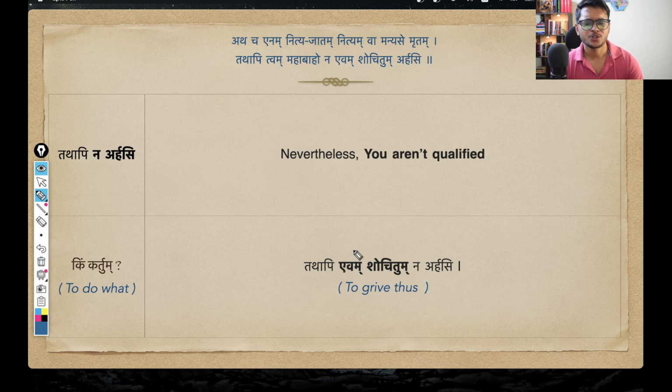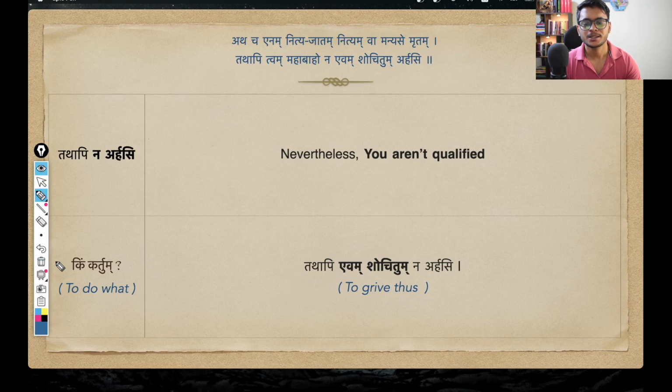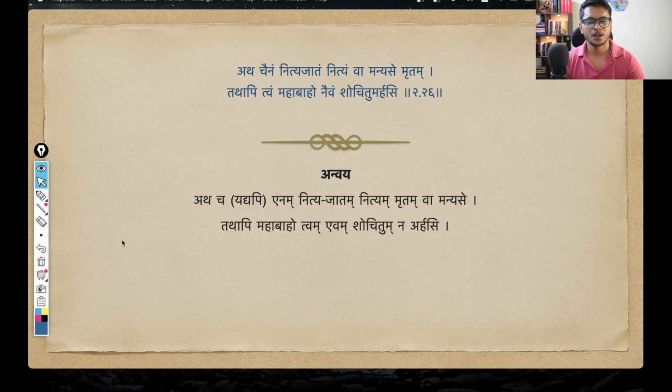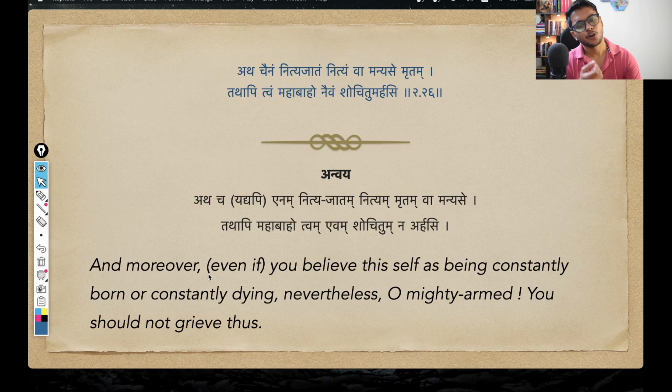And why is Krishna using this? Because in the first chapter already we saw how Arjuna broke down. So basically Krishna is referring to that condition, that Arjuna, you are not qualified to act like this. You are not qualified to break down or grieve like this. So that is why he is saying evam shochitum na arhasi. Okay, and with this we have covered all the padas. Let us see the anvay along with the translation now.